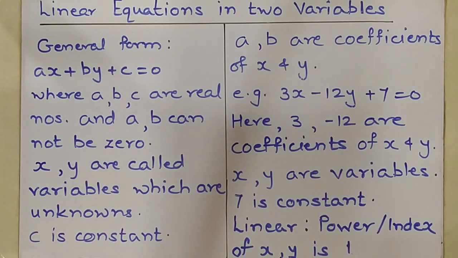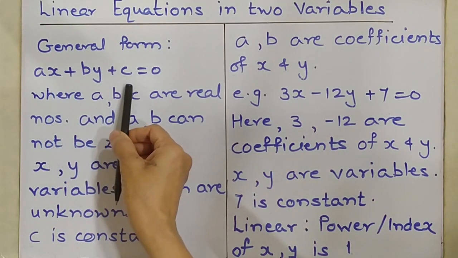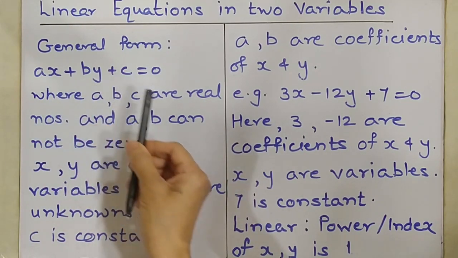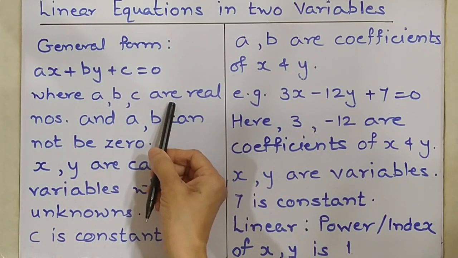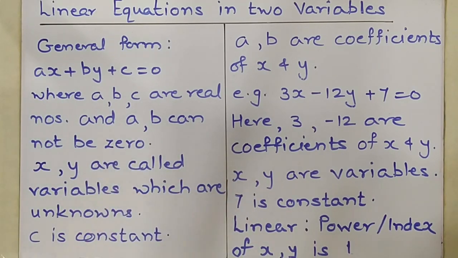Hello students, today we are going to learn the first chapter from Maths 1, linear equations in two variables. We have studied this chapter in 9th standard also, so you are aware of this chapter. The general form of linear equation is ax plus by plus c is equal to 0, where a, b and c are real numbers and a and b cannot be 0.